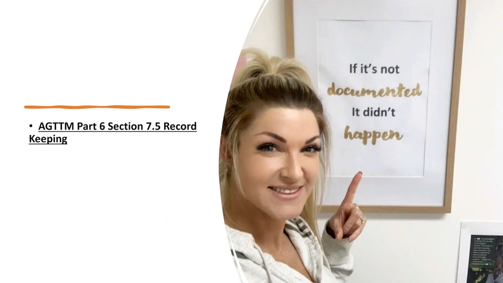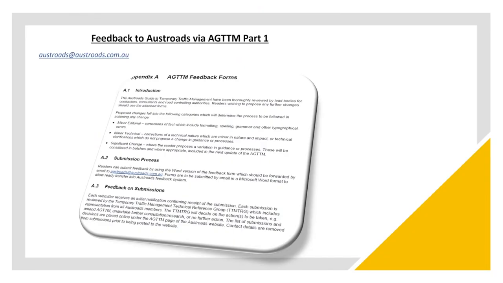If it's not documented, it didn't happen. Our records really need to be key as part of that communication process. While we're talking feedback, I'd actually like this part of Part 1. So again, everyone in the room had that generalist knowledge of Part 1, and you would all be familiar with Appendix A and the fact that feedback was being sought by Austroads pre-2019 while this was all being developed. And even post-publication, they are still even now open to and receptive of feedback.